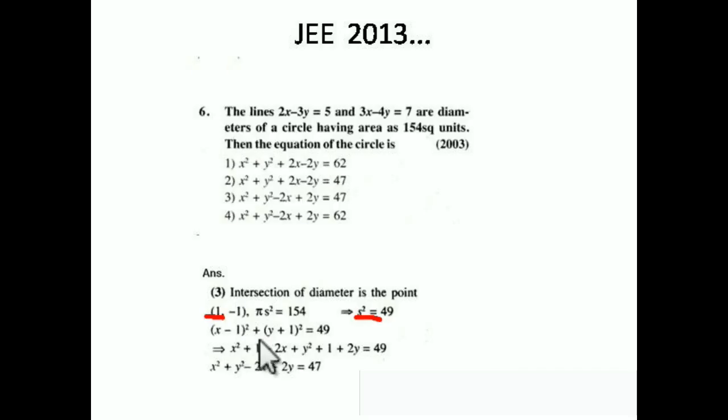x minus 1 whole square plus y plus 1 whole square is equal to 49. Expand this: x square minus 2x plus 1 plus y square plus 2y plus 1 is equal to 49. So x square plus y square minus 2x plus 2y is equal to 47. So option number 3 is the right option. This is a very basic sum. We are going to cover all the past year JEE and IIT problems of the circle.